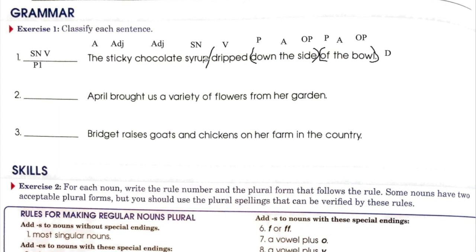Number 2, April brought us a variety of flowers from her garden. Who brought us a variety of flowers from her garden? April, subject noun. What is this saying about April? What did she do? Brought, verb. April brought what? Variety. Not flowers, because flowers is part of a prepositional phrase, but she brought a variety. So variety is the direct object.